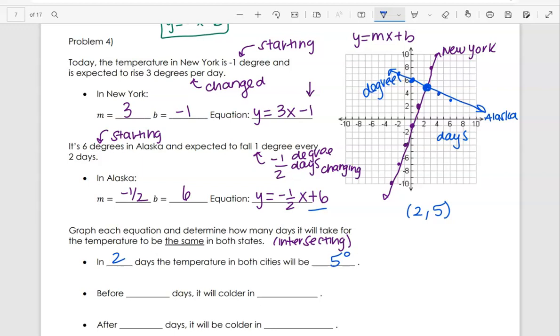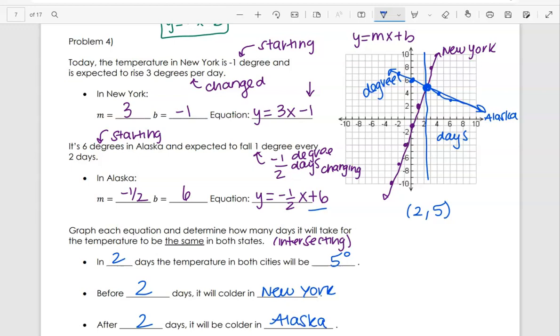Before 2 days, it will be colder. So think about, here's 2 days. It's going to be colder, the one on the bottom, in New York. And after 2 days, it's going to be colder, the one on the bottom, in Alaska.